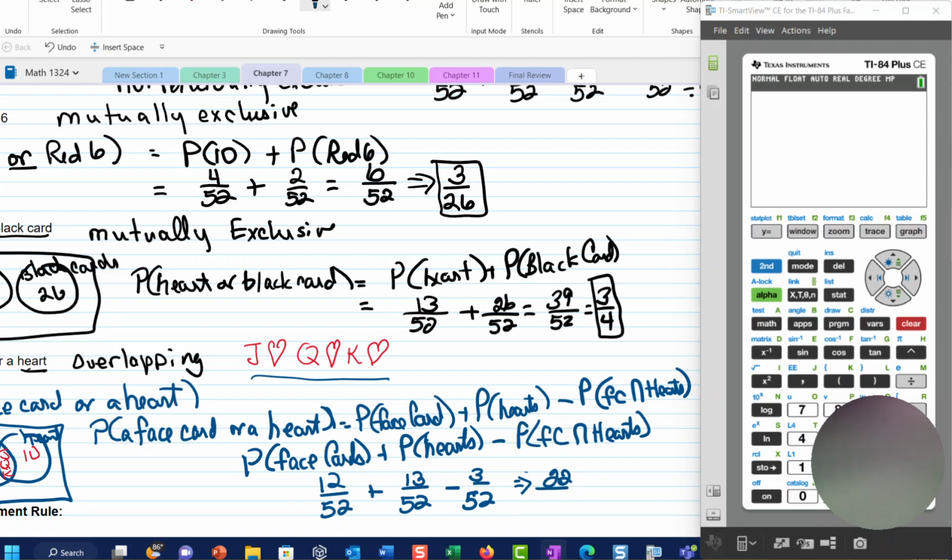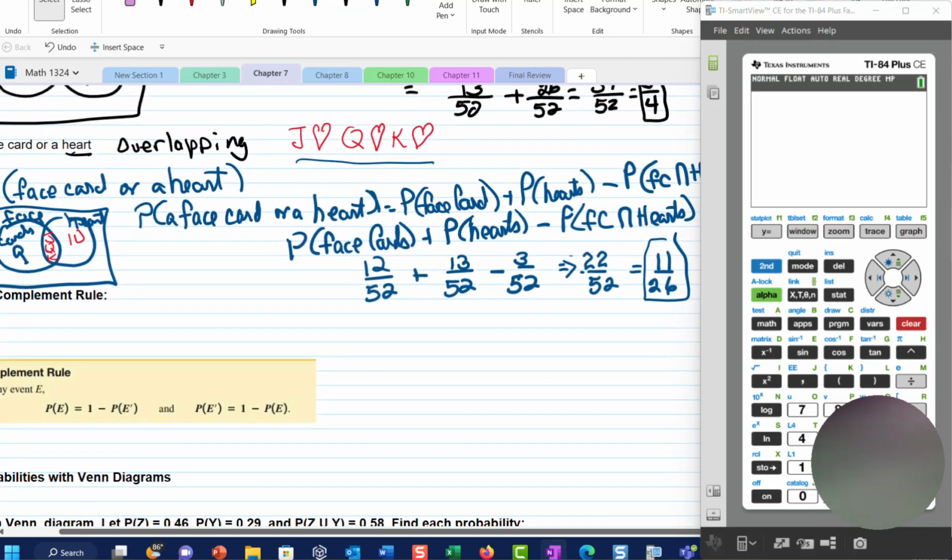That'll give us 22 over 52, which simplifies to 11 over 26. The probability is almost half.